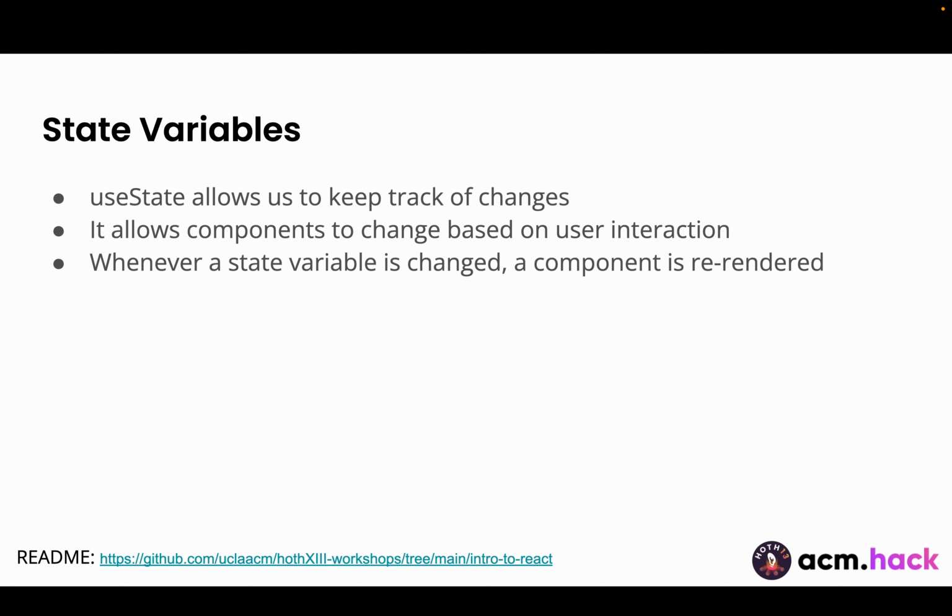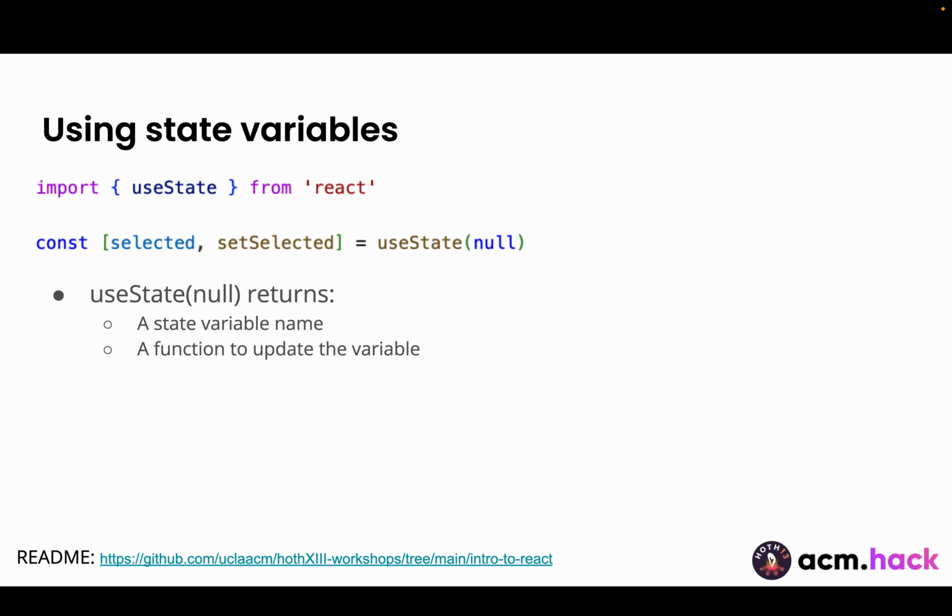So whenever a state variable changes, a component re-renders. So if you think about our Instagram posts, if you click the like button on a post, it'll turn that heart red, right? And if you unlike the post, it'll make the heart clear again. So that's what a state variable essentially does. On the back end, there's a state variable handling if the post is liked or not. So let's actually start using some state variables.